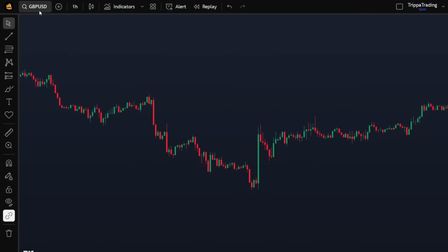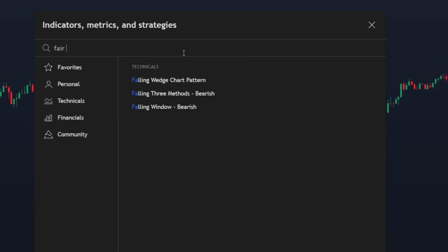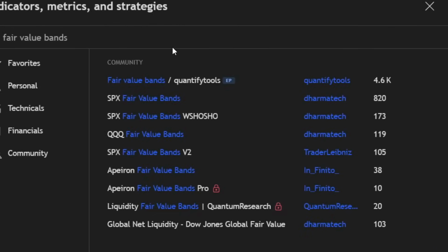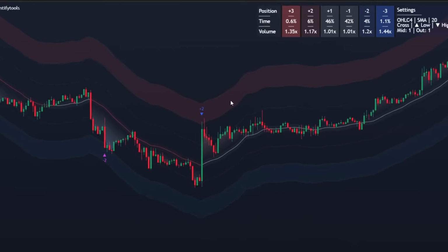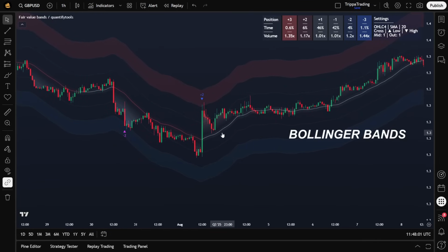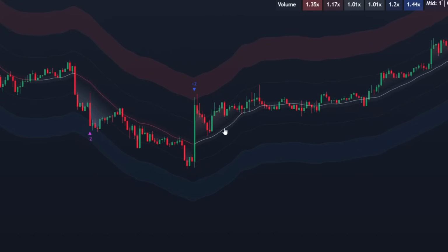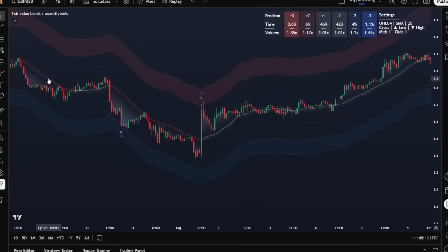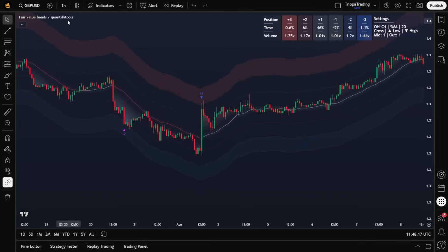Open TradingView, load any market and time frame you want, then click on Indicators from here. Then type Fair Value Bands. Select the one by Quantify Tools. The moment you add it, you'll see colored bands overlaid on your chart. These bands may look similar to Bollinger Bands or Keltner Channels, but the calculations are completely different. Instead of constantly shifting with volatility, the Fair Value Bands use historical deviation, which makes them smoother, steadier, and far more reliable for measuring risk. Now, let's quickly set it up.